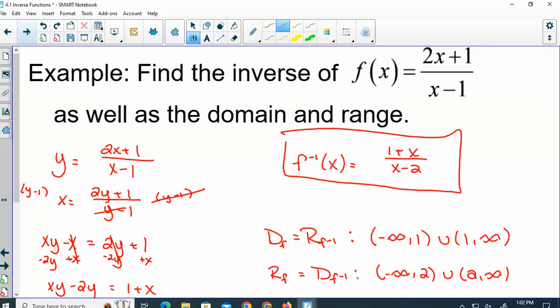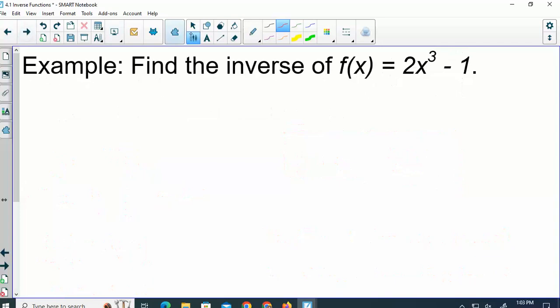I think I'm going to change the next problem. I want to give you another one of these fractions. They're probably the hardest ones that we can do, so I want to make sure you can handle one of those. So let's say, see if you can find the inverse, domain and range.